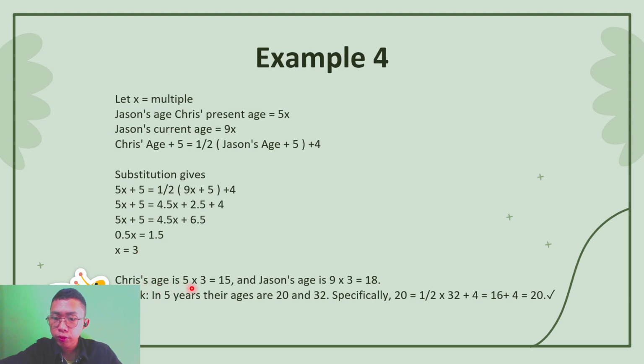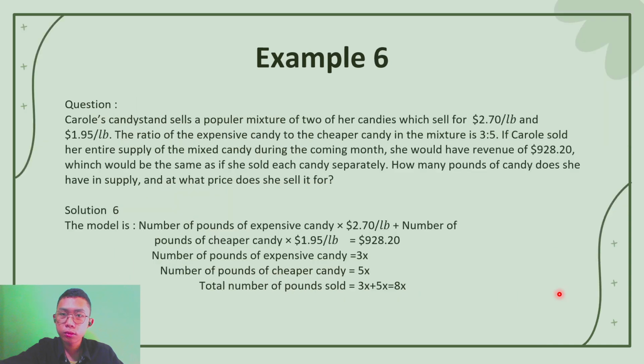Chris' age is 5 times x, so 5 times 3 is 15, and Jason's age is 9 times x, so 9 times 3 is 27. Check: in 5 years the ages are 20 and 32, so 20 is equal to a half times 32 plus 4, which is 20. So that's correct.